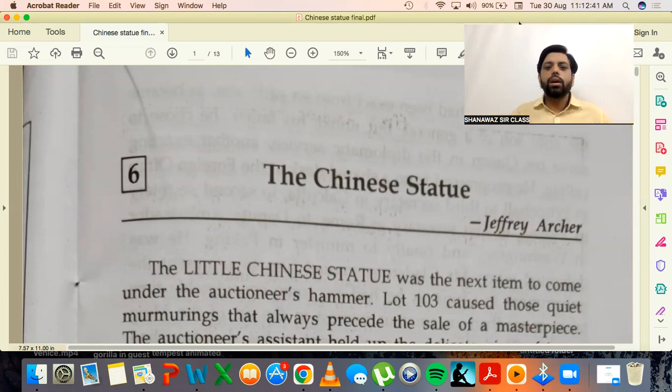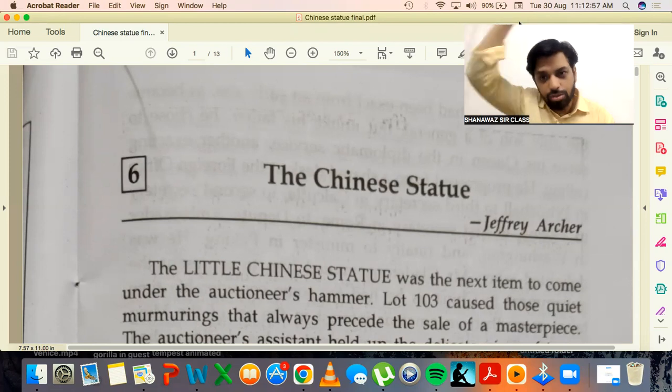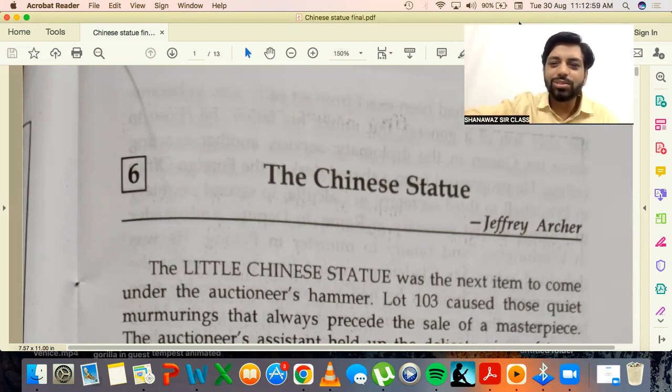So here, let us study the chapter in detail. So the story has two timelines, like time travel. One, the present time in which the story begins. And then in the past, from where the statue came.